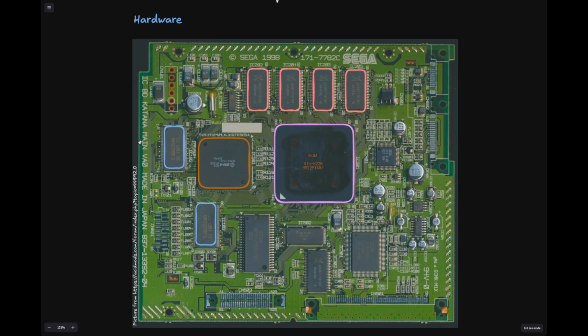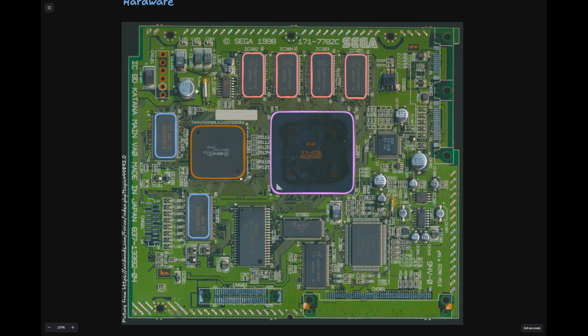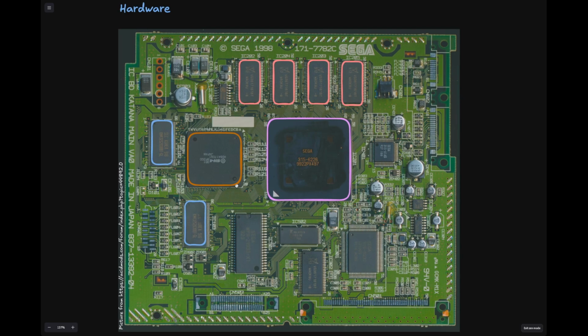So the first slide here, we are going to take a quick peek at the hardware on the Dreamcast. So we basically have the SH4 CPU here outlined in orange. So we've got the SH4 CPU here. We've got Holly, which contains an interrupt controller. It's got a DMA controller. It's got the PowerVR based GPU as well.